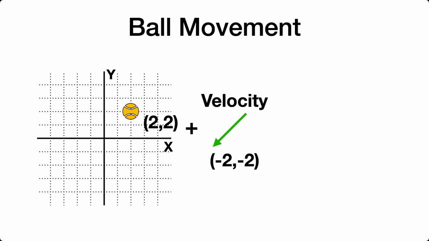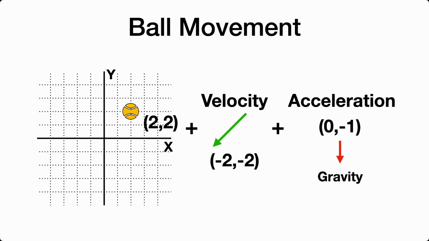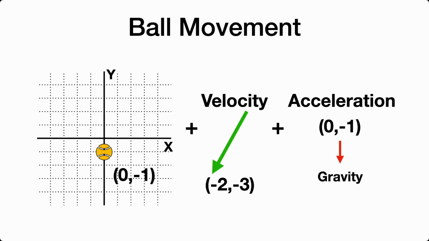But what about external factors like acceleration, deceleration, gravity? Well, we'll add the acceleration onto the velocity. For instance, gravity could be -1 in the down direction. So velocity plus acceleration is, in this case, -2, -3, and then we add the velocity to the ball, and it moves to its new position. That's the basic principle of movement using velocity and acceleration.